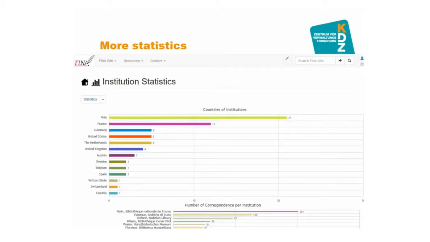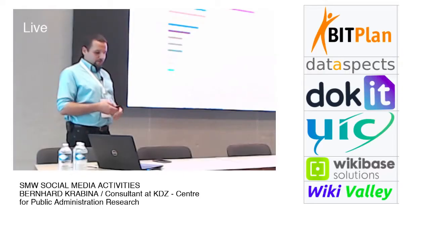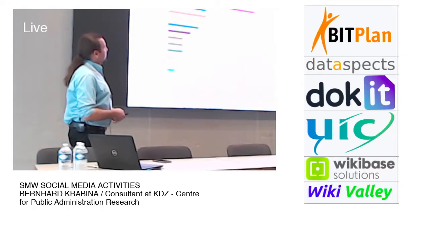You can see some institution statistics, for example. What are the countries of institutions that are mentioned? So where do the documents come from? Mostly from Italy. And this is also just a result format which does this statistics.